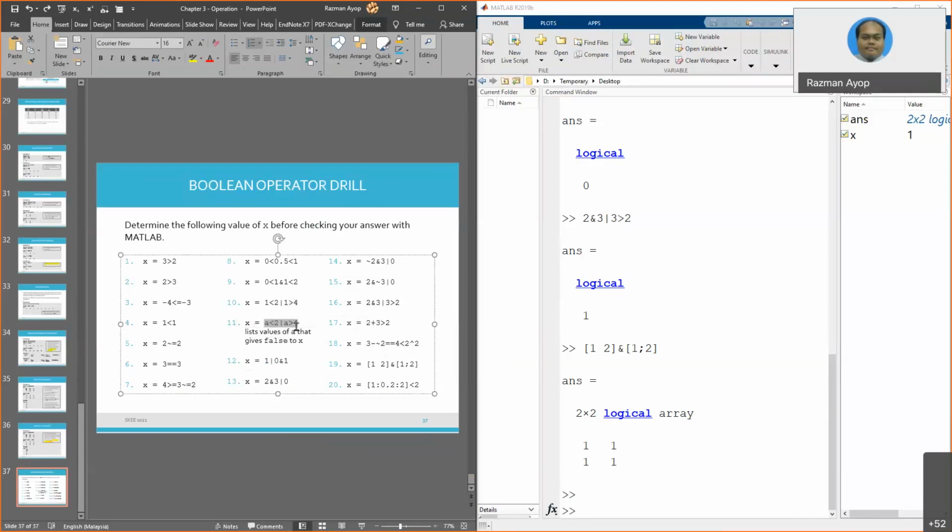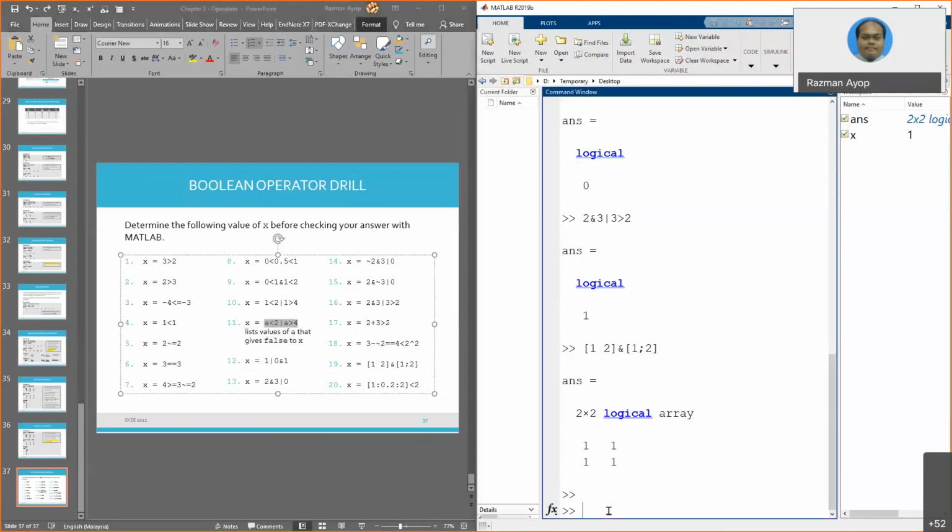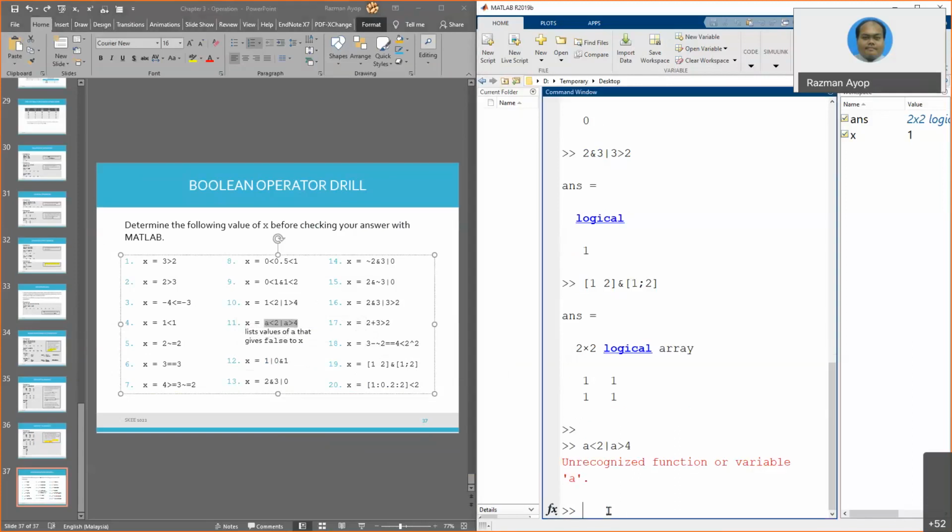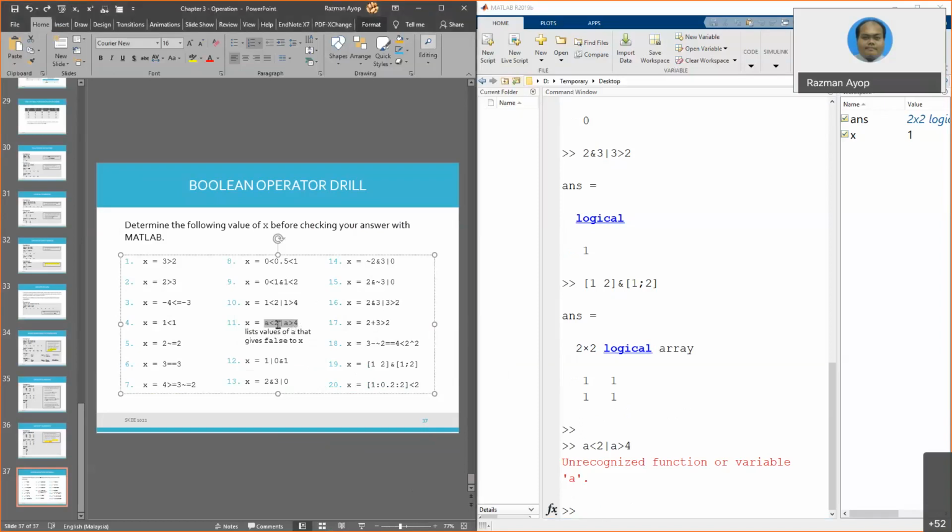Okay, this one also, I think, is important. Just make sure that you solve inside first, this one first, and then you have to do the OR.